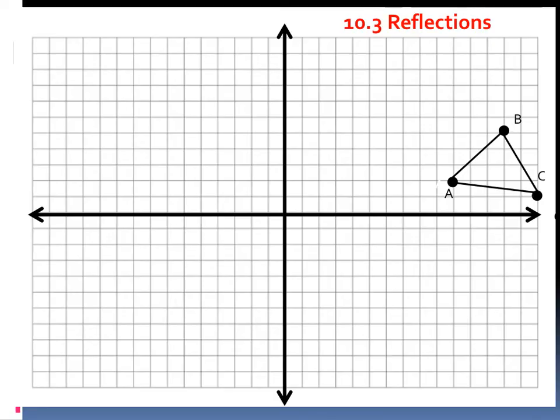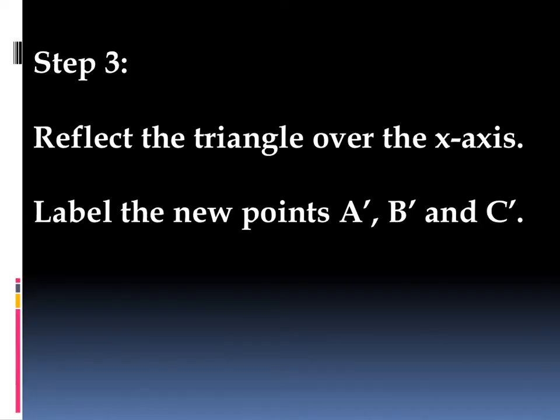All right, so this is what your graph paper should look like right now. We have triangle ABC over in the first quadrant. So now what I'd like you to do is reflect the triangle ABC over the x-axis and then label the new points A prime, B prime, and C prime. Let's go ahead and do this together.